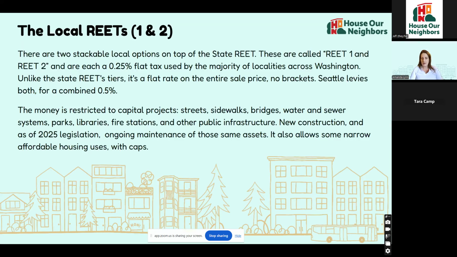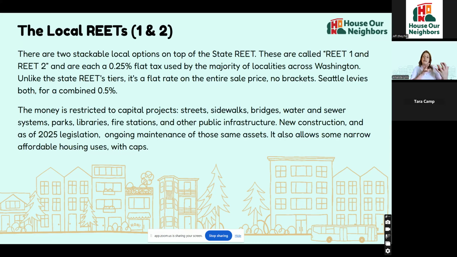So that's the state REET. Now I'm going to dive into our local REET options that I mentioned, 1 and 2. The state enacted a code, an RCW, that allows for any locality in Washington to implement these local REETs, 1 and 2. Most of them, as I mentioned, have done that.